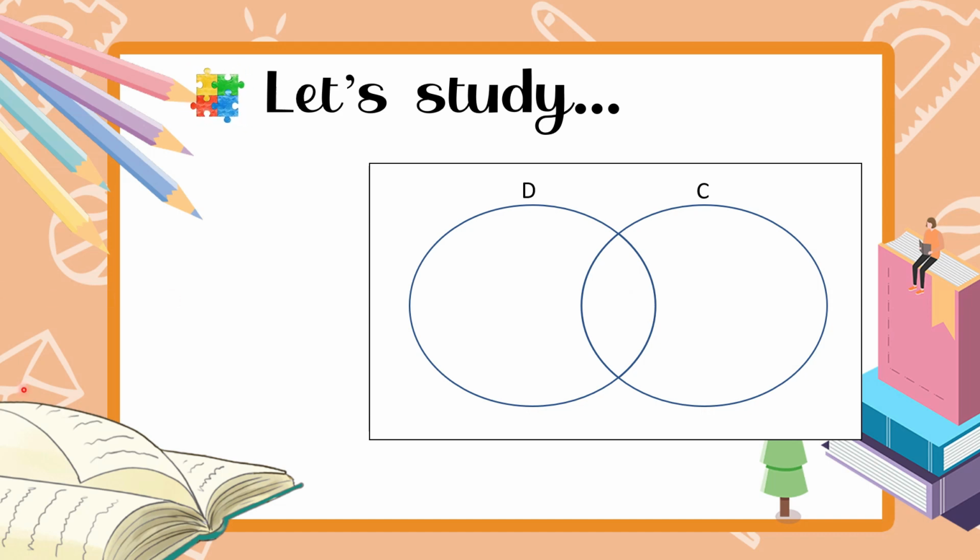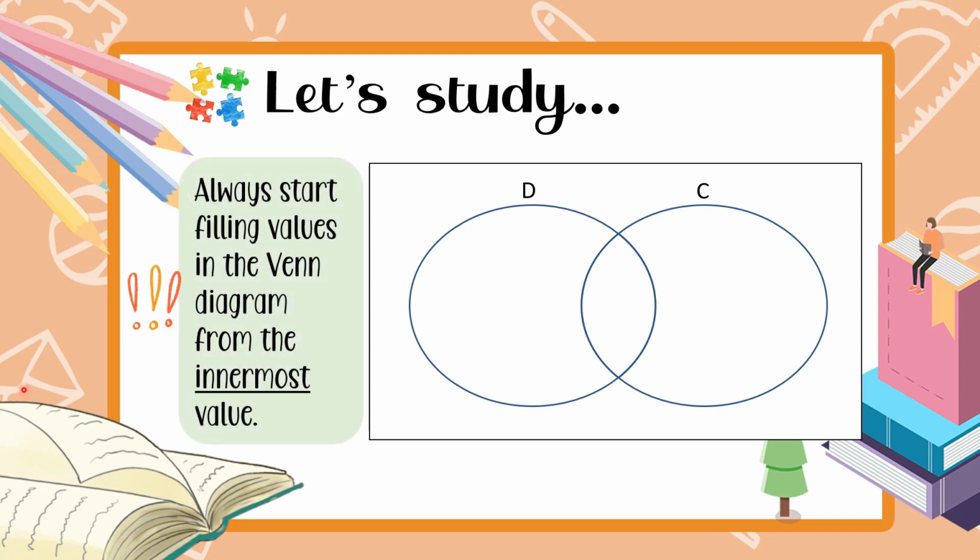The first thing that you're going to remember when representing a problem using sets, always start filling values in the Venn diagram from the innermost value. Doon tayo magsisimula sa pinaka-loob. So, ang pinakaloob natin ay yung intersection part.